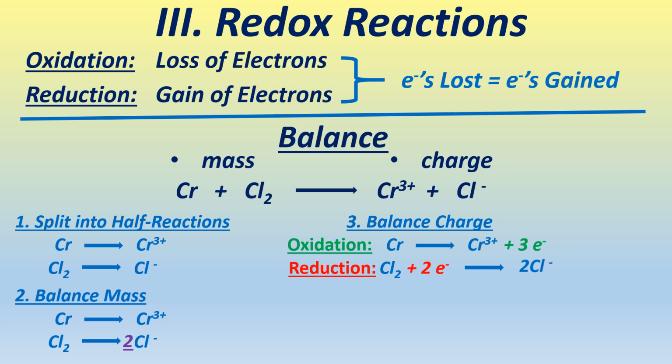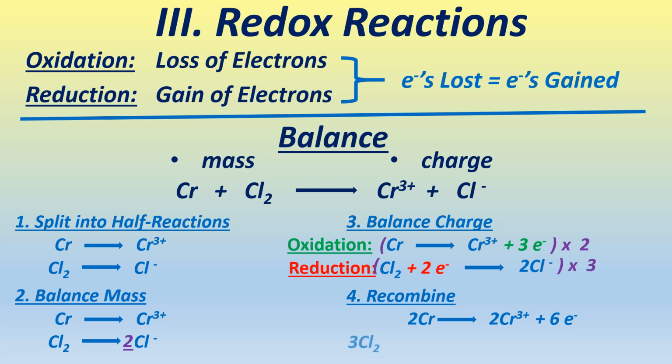The fourth step is to simply put everything back together. Once again, electrons lost have to equal electrons gained. My oxidation was by 3 electrons, and my reduction was by 2. The lowest common multiple of 2 and 3 is 6. Therefore, I need 2 chromiums going to 2Cr3+ plus 6 electrons, which will balance with 3 times the reduction reaction, 3Cl2 plus 6 electrons going to 6Cl-.